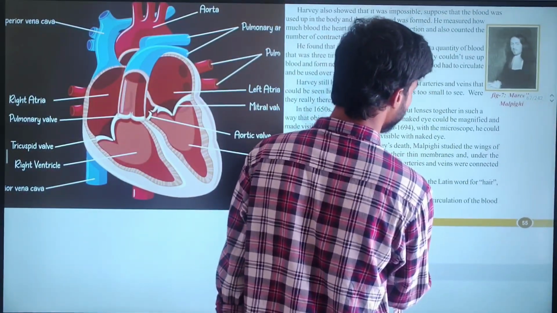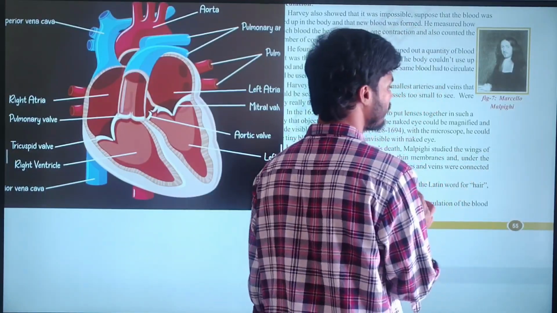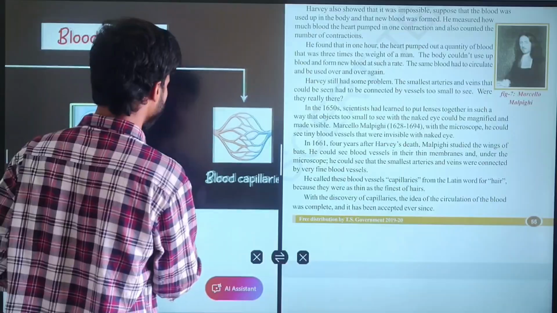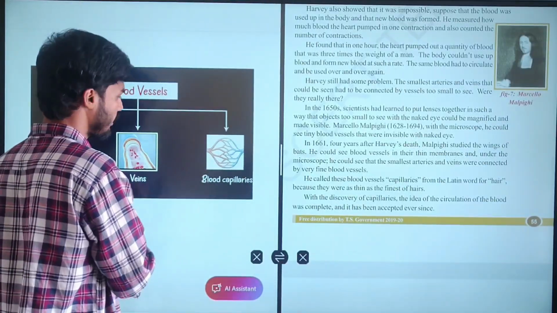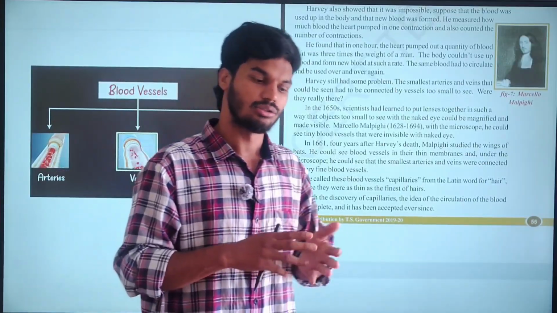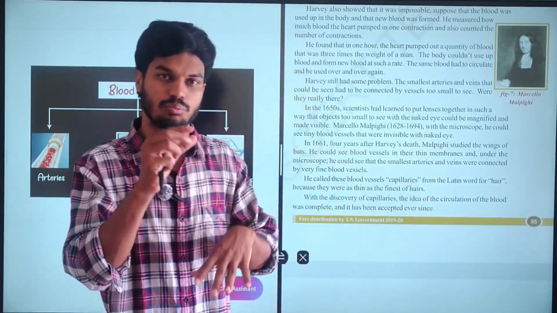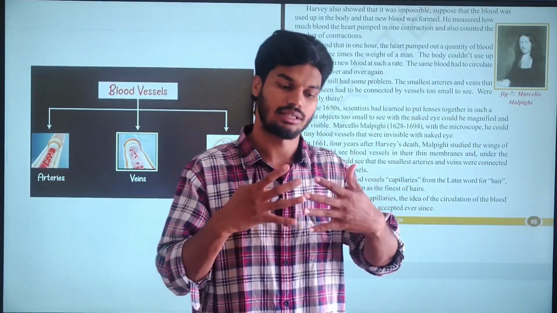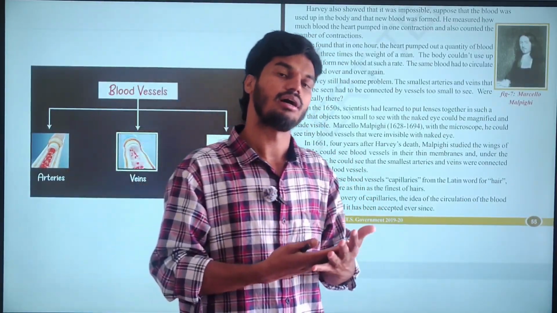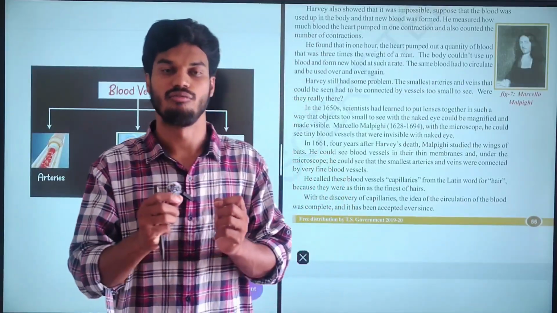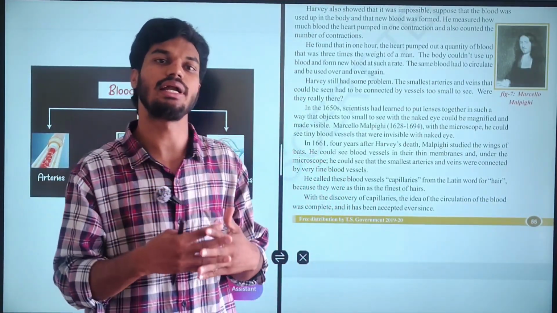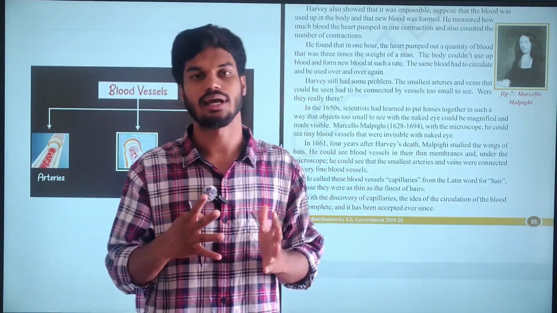Next, one more scientist, Marcello Malpighi. The vessels are connected with the blood capillaries. The blood vessels, arteries and veins are connected with the blood capillaries. He observed this in the bat. In the wing of the bat, he found small, minute thread-like structures, and he concluded that these are the blood capillaries, which are very small. These blood capillaries are connected to the arteries and veins.